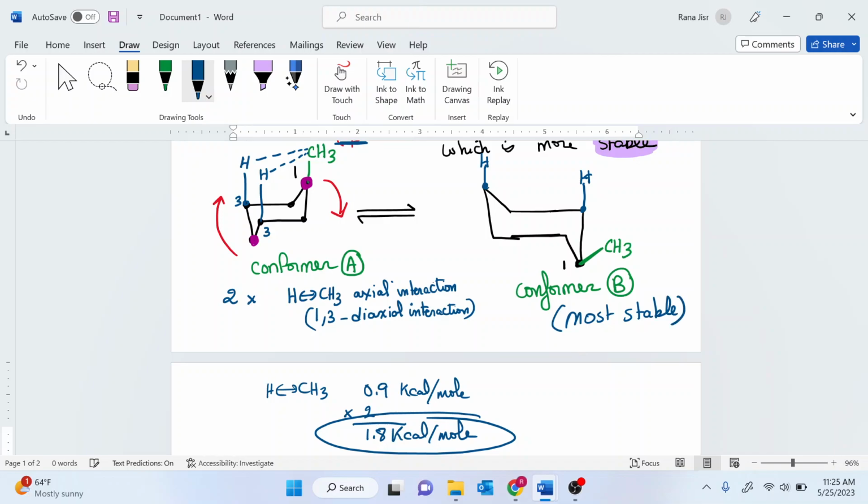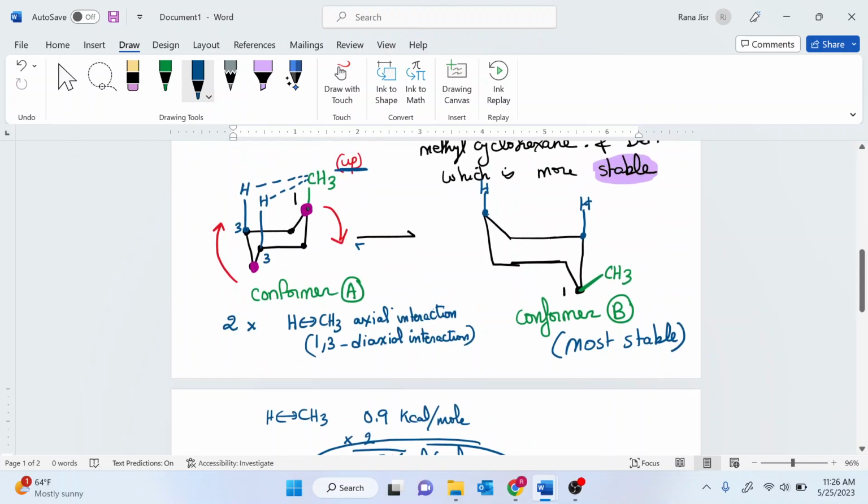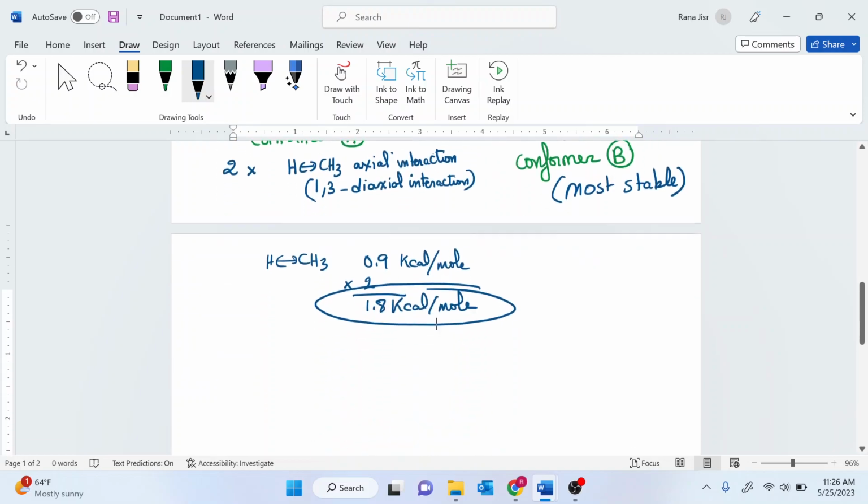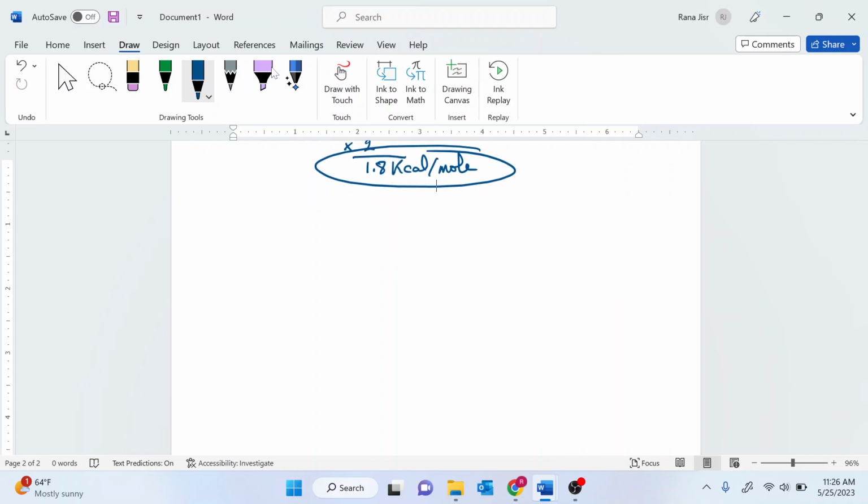So when I'm expressing the equilibrium now, the equilibrium is going to lie more towards conformer B and a little bit more towards conformer A. So from this example, we deduce that we want our groups to be on the equatorial position. The more, the better.